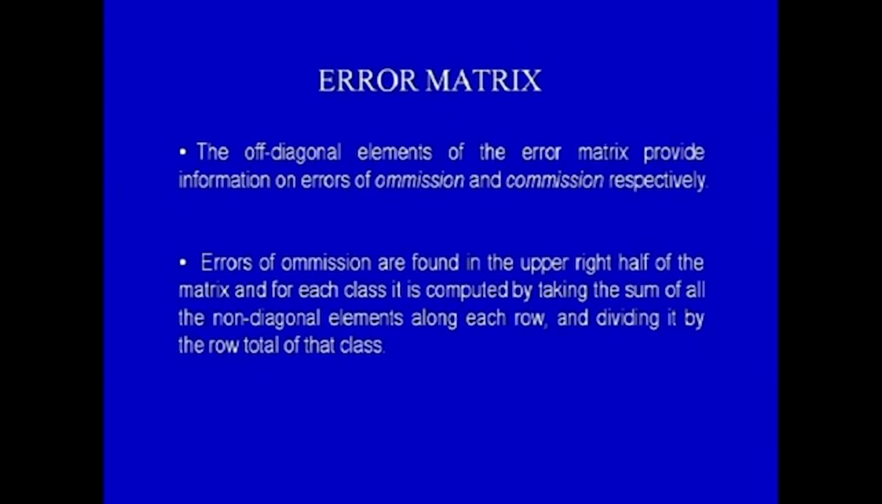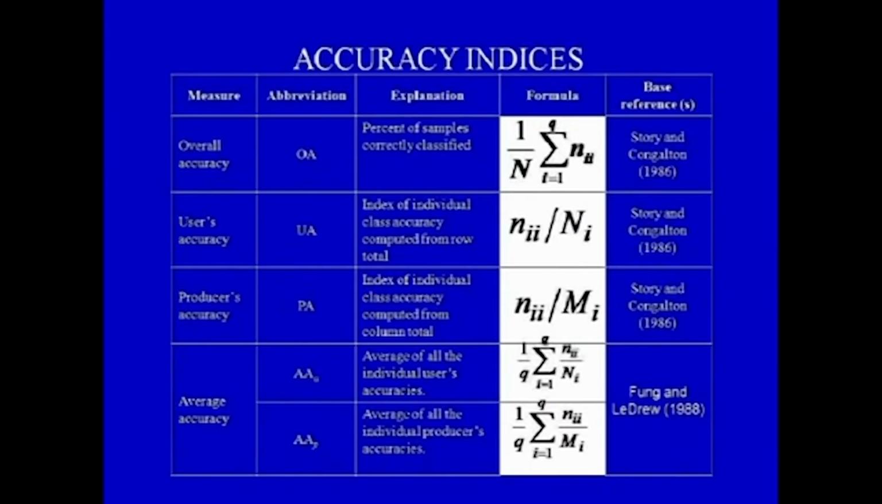It is computed by taking the sum of all the non-diagonal elements along each row and dividing it by the row total of that particular class. Well, in order to identify the accuracy, various accuracy indices have been developed. The most common one is the overall accuracy, where we find out the percentage of samples correctly classified.